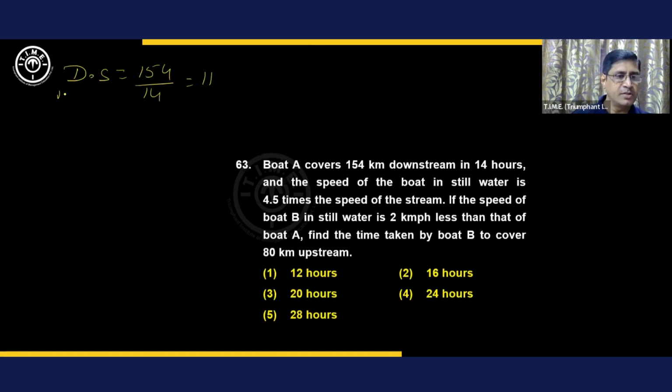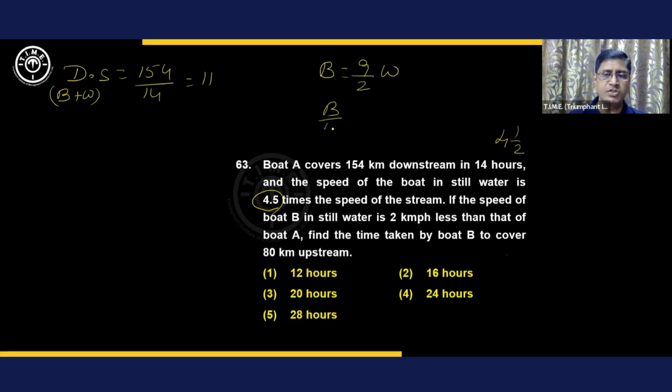Okay. So downstream is the speed of the boat plus the speed of the water. That is the downstream speed. Then what is the next one? Look, the speed of the boat in still water is 4.5 times the speed of the stream. What do you mean by 4.5? 4.5 is equal to 9 by 2. That is equal to 9 by 2 times W. Means B to W is 9:2.